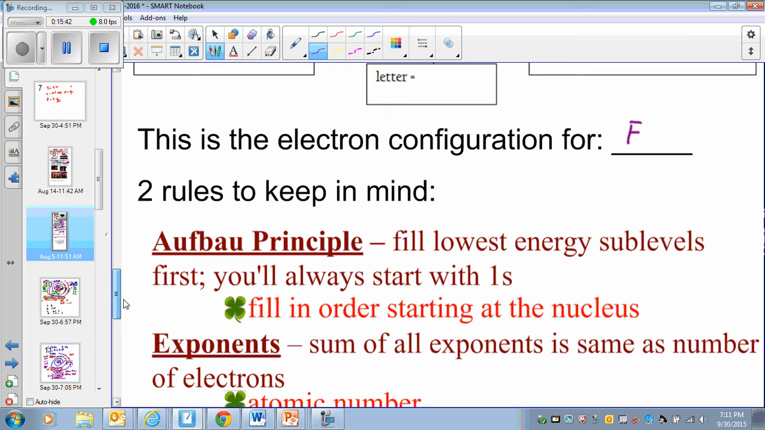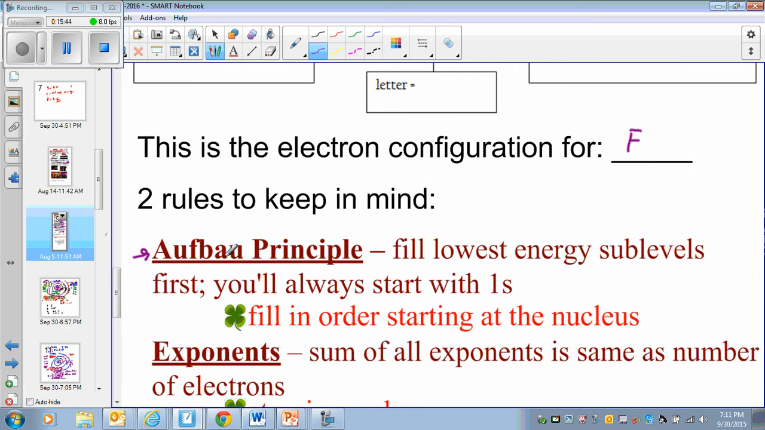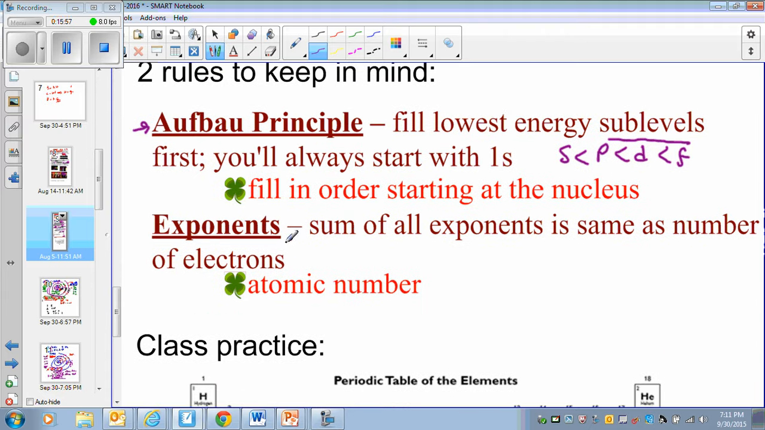So what two rules do you need to keep in mind? Aufbau principle, that you always fill in the lowest energy level before you go to the higher one. Same is for the sublevel. So S comes first, then you go to P, then D, and then F, starting from the nucleus. And the sum of all the exponents should be equal to the atomic number.